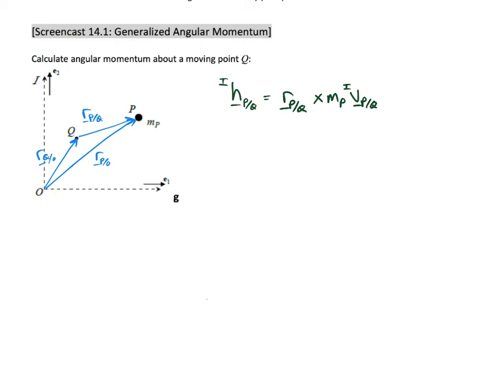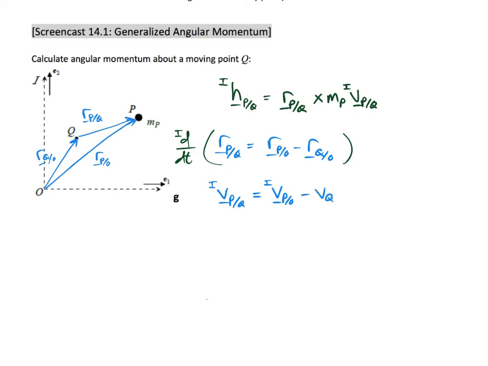This is a vector triad that we're used to seeing, so we see that the position of P with respect to Q is equal to the position of P with respect to O minus the position of Q with respect to O. And then if we take the time derivative of this entire expression, as observed in the inertial reference frame, we get that the velocity of P with respect to Q, as observed in the inertial reference frame, is equal to the velocity of P with respect to O, as observed in the inertial reference frame, minus the velocity of Q with respect to O, as observed in the inertial reference frame.